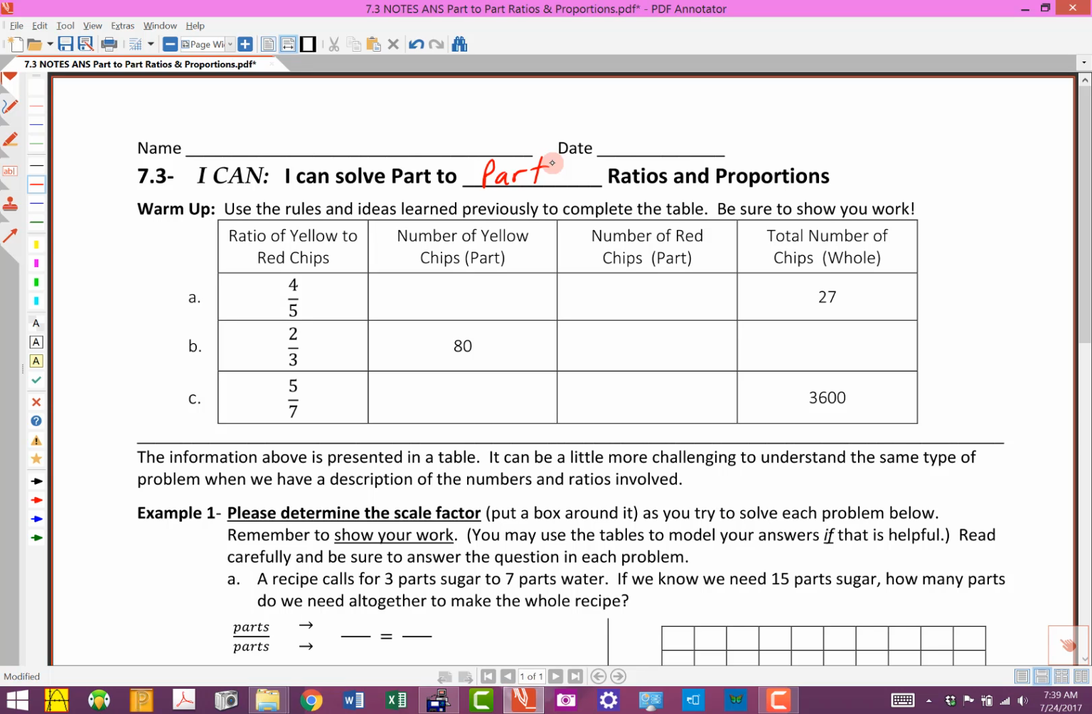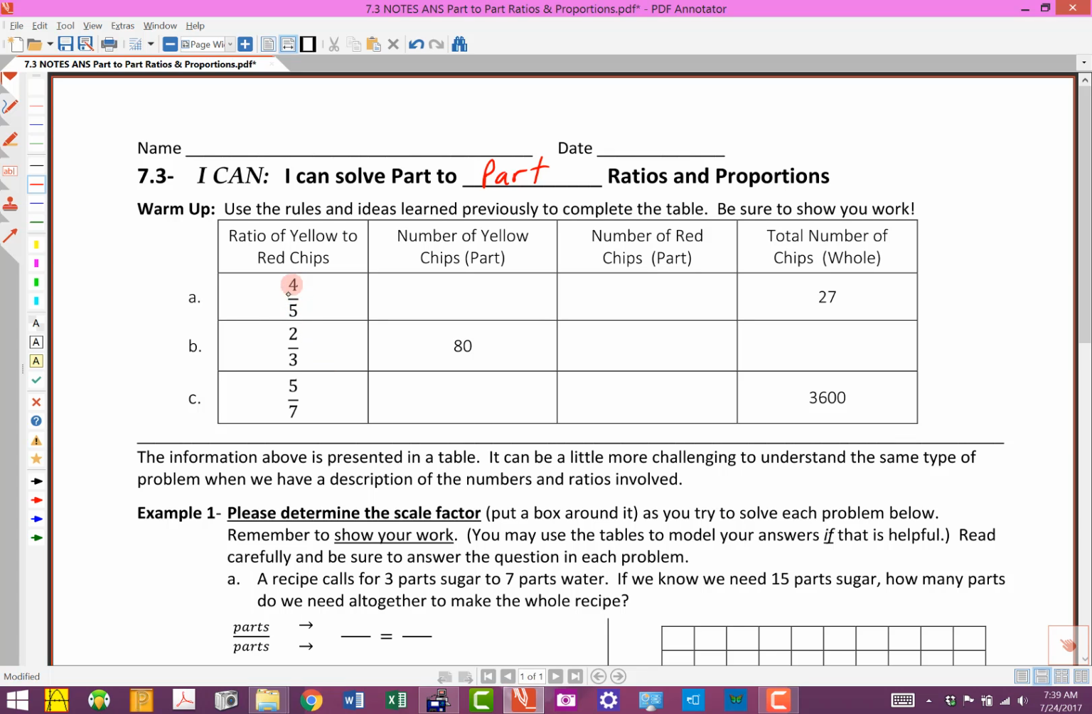Part-to-part ratios and proportions. So as a warm-up activity, what we're going to do is use those rules and ideas that we came up with in that last section, that two-color chip activity, in order to fill these in. Now these may be problems that you did before, but they're good practice. So I'm going to use the idea of a scale factor because I think that's a really useful one.